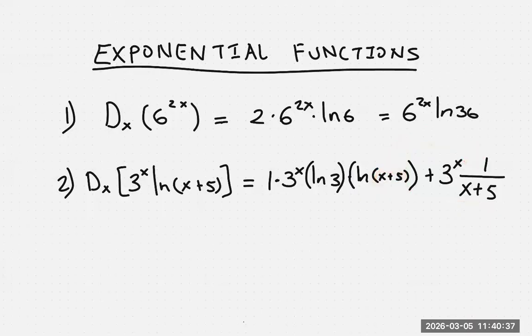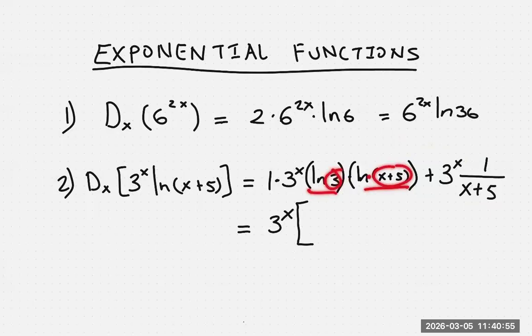So let's simplify everything now, make it look nicer. 3 to the x occurs twice, so we can just factor it out. Now, do not make a mistake. I've seen students make this mistake of, okay, ln 3 times ln x plus 5, multiply the 3 and x plus 5. That is wrong.